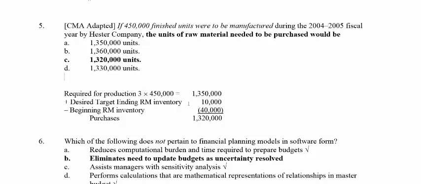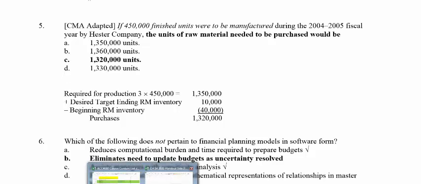Management has stated we have a desired target ending raw materials inventory of 10,000. Those two numbers get added together. But we also always need to remember that we would have had some raw materials that we would have started the year with. This particular year was 40,000 of those. So subtracting the 40,000 means we need to purchase a total of 1,320,000 of those direct materials or raw material units.